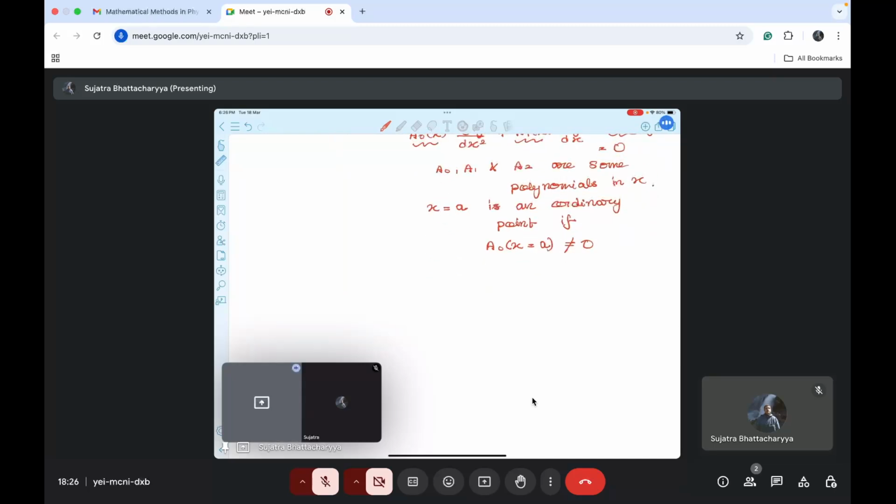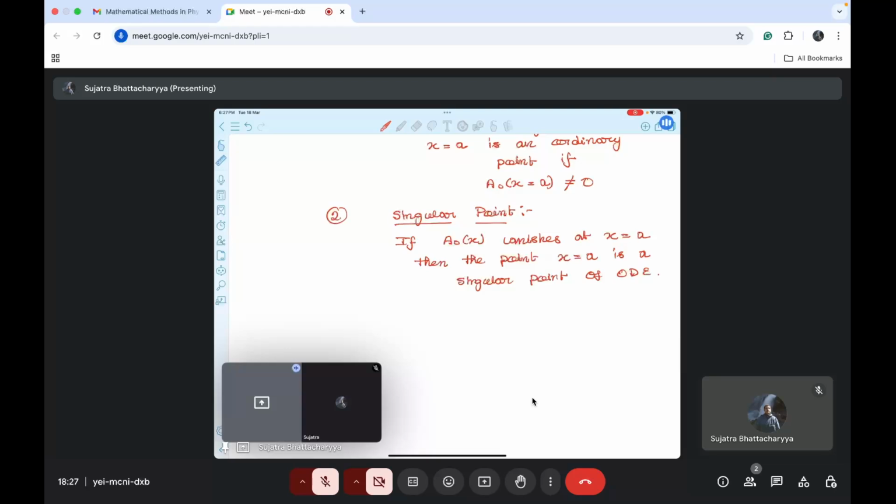The next one is the opposite definition, which we call the singular point. Exactly opposite. If the polynomial a naught of x vanishes at x is equal to a, then the point x is equal to a is a singular point of the ordinary differential equation. So if a naught at x is equal to a is equal to 0, it vanishes, then this point is the singular point.